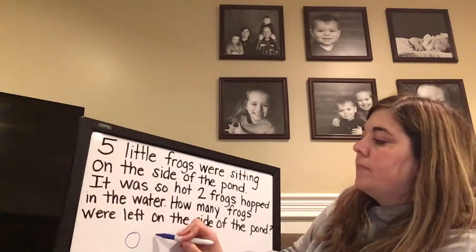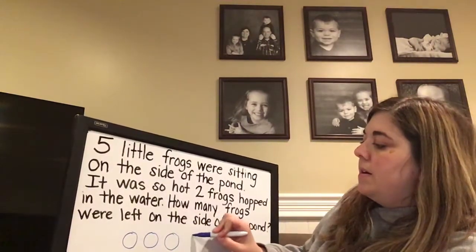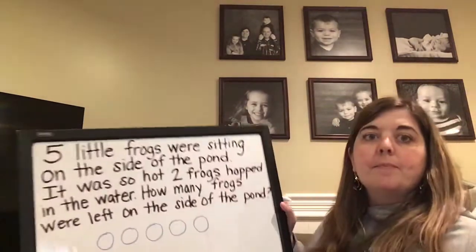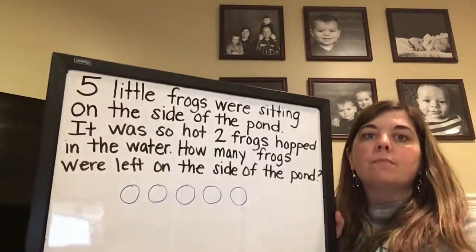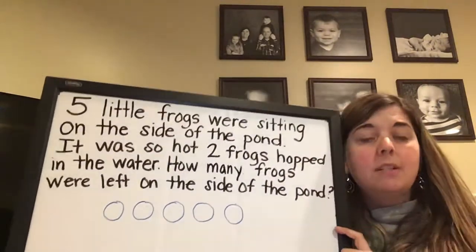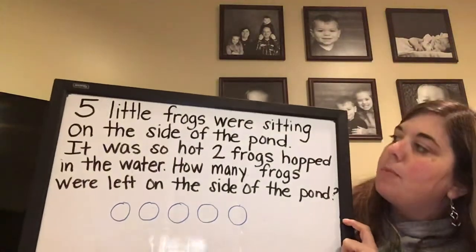1, 2, 3, 4, 5. Now that we have our 5 frogs, remember when we're doing subtraction, we're taking things away. So we need to think about how many frogs went away.